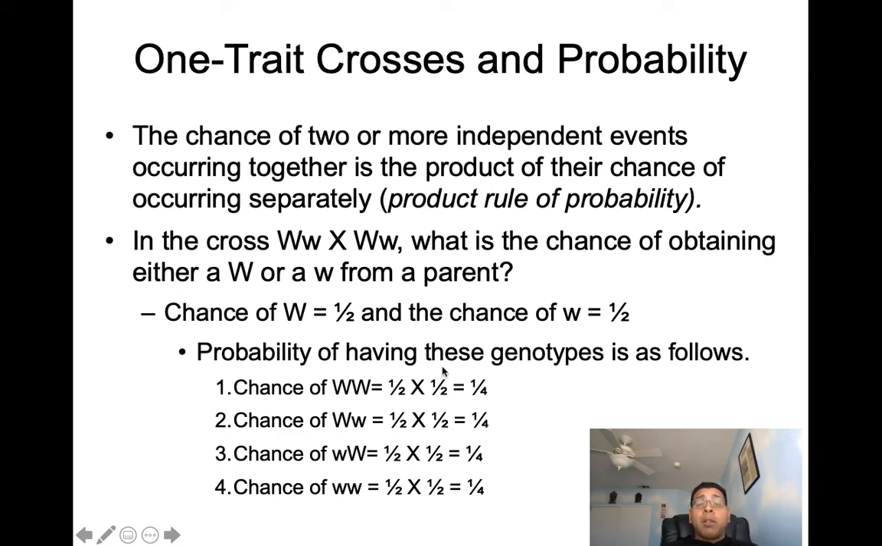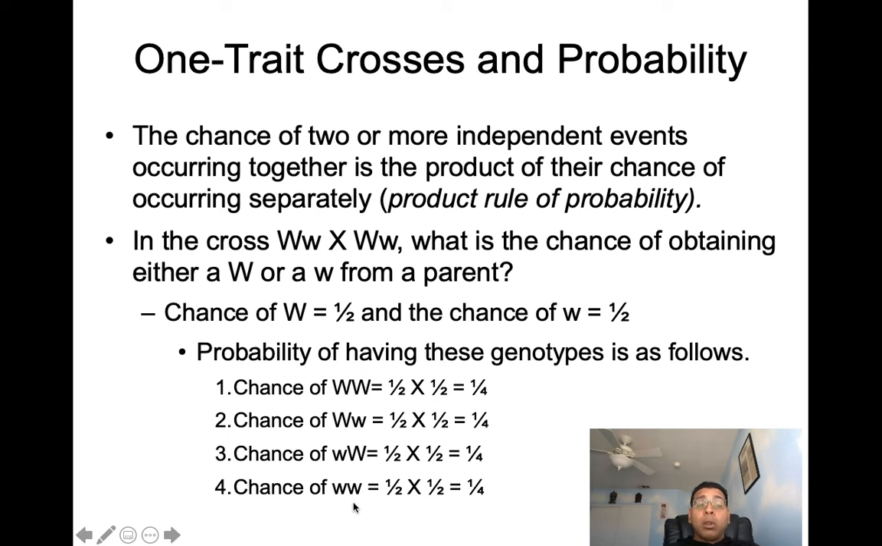Now let's look at the probability of having these genotypes. The chance of having a homozygous dominant genotype is going to be half times half, which is equal to a quarter, 25% chance. Right, that's what we saw. Now the chance of having a heterozygous genotype where the dominant allele came from dad and the recessive allele came from mom, the chances there you can see are half times half, a quarter chance. And then the chance of getting the recessive allele from dad and the dominant allele from mom is again half times half, which is a quarter chance.